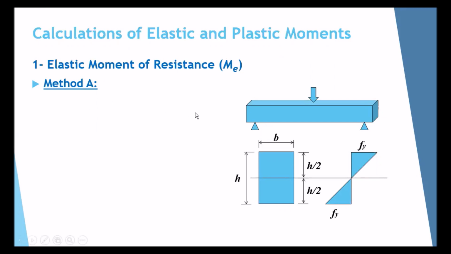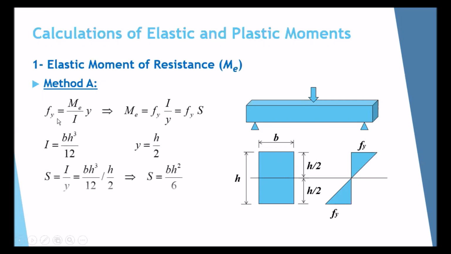The first method depends on the famous law that the stress equals M over I times Y. So the yield stress equals M elastic divided by I times Y, where I is the moment of inertia of the cross section, and Y is the distance from the neutral axis to the outer surface of the section. Let's see if we have a beam with a rectangular section, with width B and height h. Because of symmetry, the neutral axis will be exactly at the middle, h over 2 at the top and h over 2 at the bottom, and this will be the stress distribution.